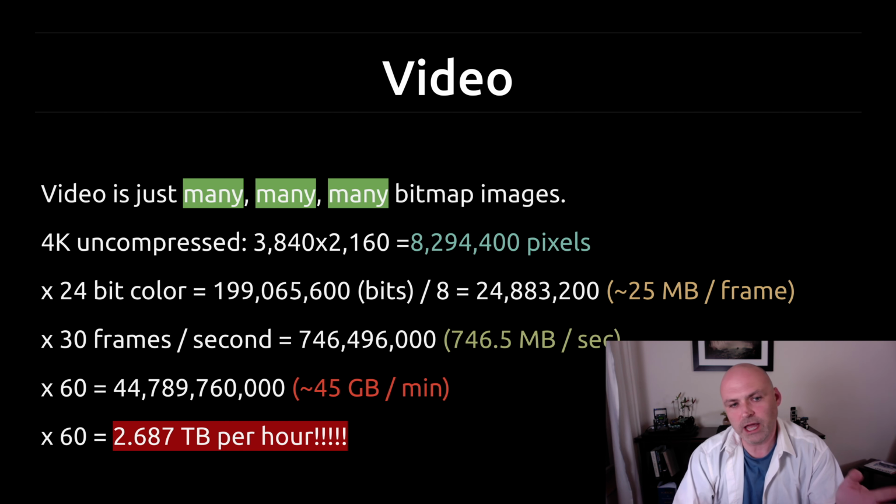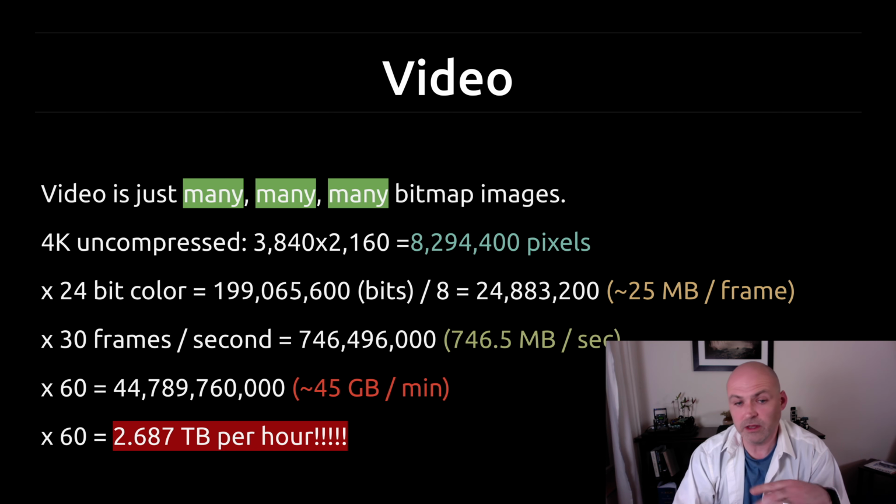If we look at 4K uncompressed, our resolution is 3840 by 2160, which gives us over 8 million pixels. It gives us 8.294 million pixels. Now remember, if we multiply that by 24-bit color, so every single one of those 8 million pixels has 24 bits representing it, that gives us effectively 200 million bits per image, 199 million.